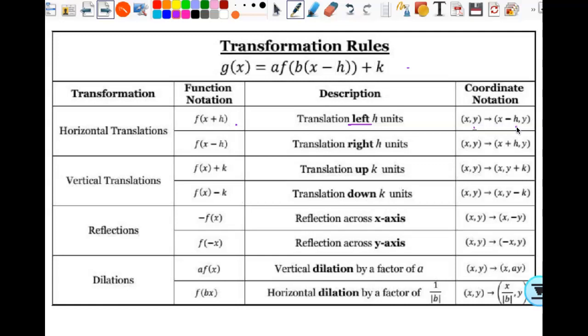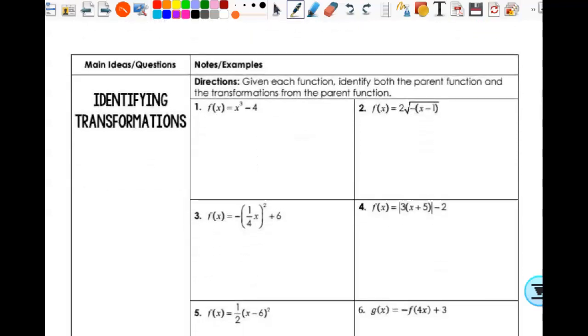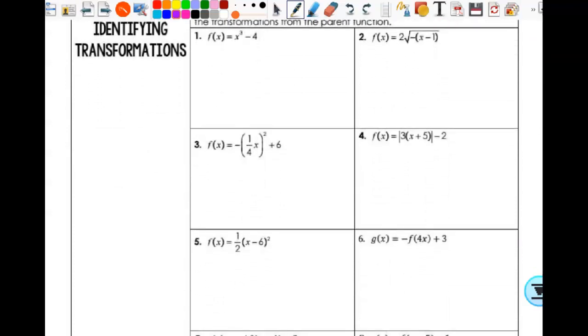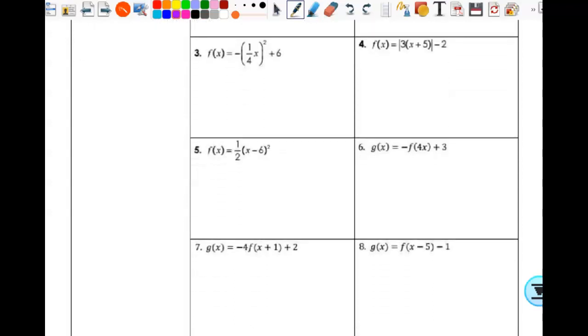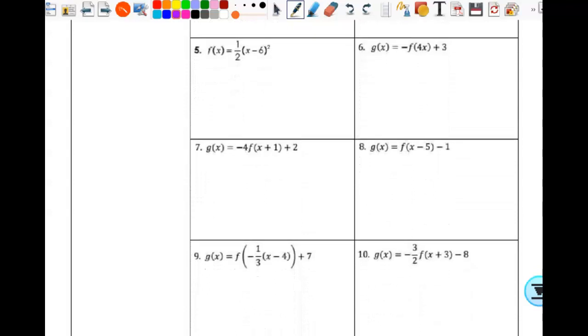I'm going to give you your next set of notes here. This is going on page 48 when we're done. I want you to look at these questions. Notice how for 1 through 5, we have actual functions that are cubic, square root, absolute value, and so forth. And then on 6 through 10, they're generic functions where f of x turns into a g of x.